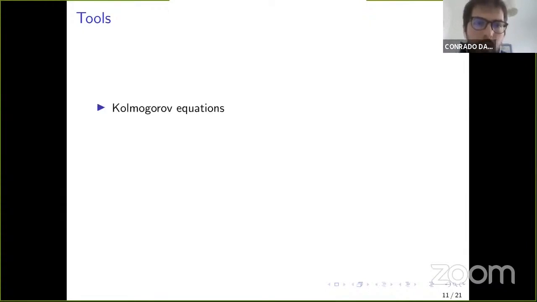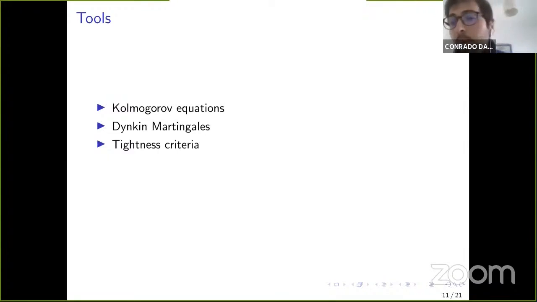Right. So let me just list the tools that we're going to see. I already spoke in the introduction, but it's good to say that we're going to look at the Kolmogorov equations, which are the most analytic ones, both the forward and the backward equation. Then I want to talk a little bit about Dynkin martingales and martingale problems. But in between, I want to say a few words about tightness.